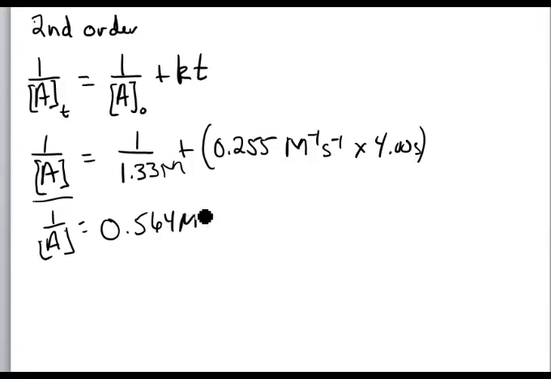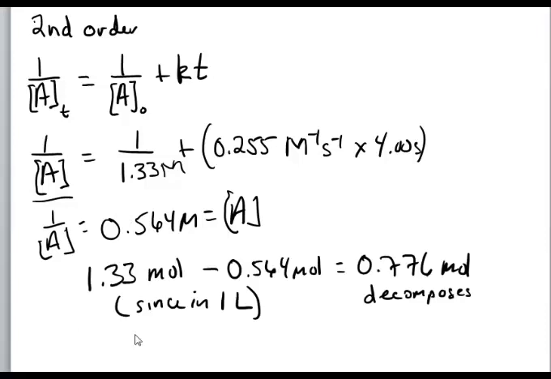I'm sorry, this is after I've done the inversion. This is the actual A, so you've got to invert what you get for your answer here too. Once I do that, that's my concentration. Now what's left to do is the subtraction. So let me do that for you. I just went ahead and did that arithmetic, and that's what I get from my A. 1.33 moles minus 0.564 gives me that much mole decomposed.